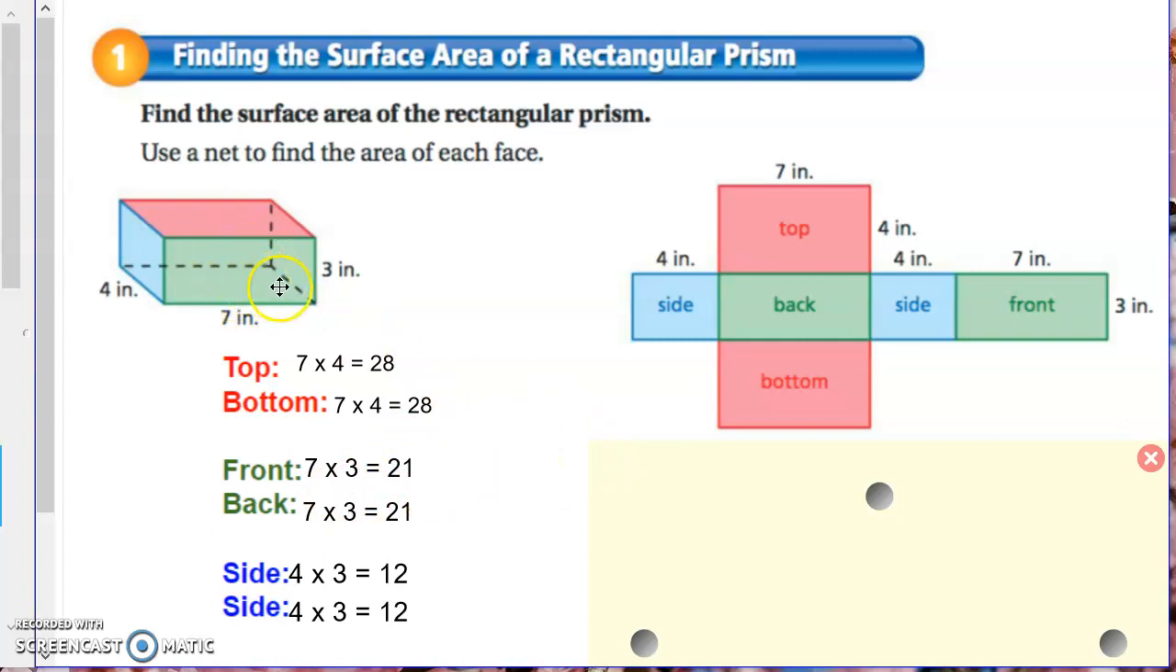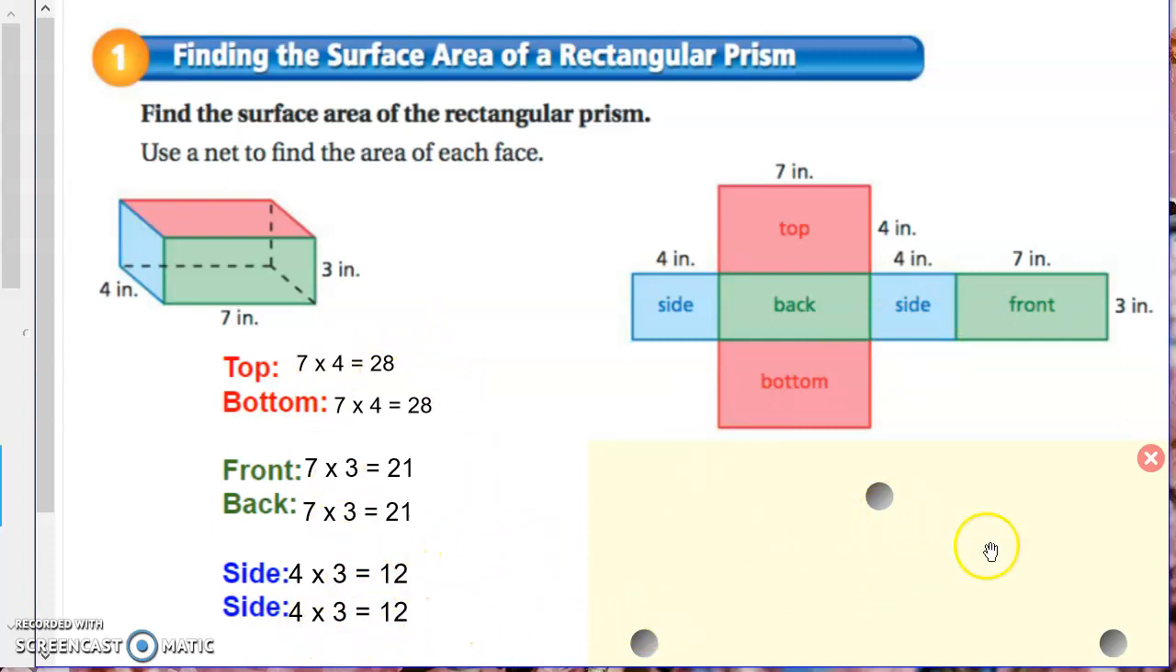Now the front here would be dimensions of 7 times 3, which is 21. And of course the back would have the exact same dimension, so 7 times 3 is 21. Now I just have the left and the right side to take care of. The side has a dimension of 4 times 3, so 4 times 3 would give me 12. And the other side would also be 4 times 3, which is 12 as well.